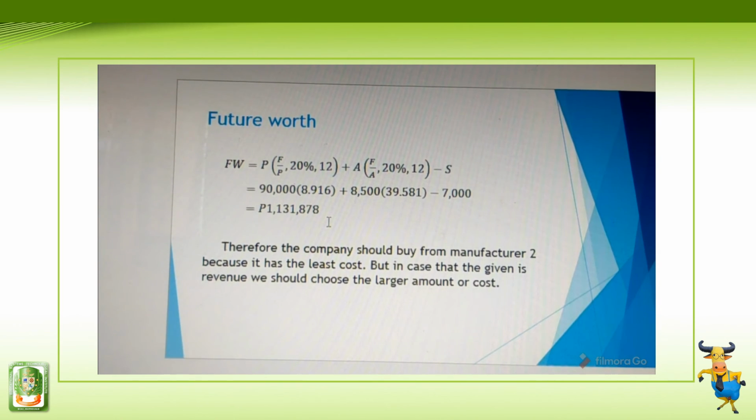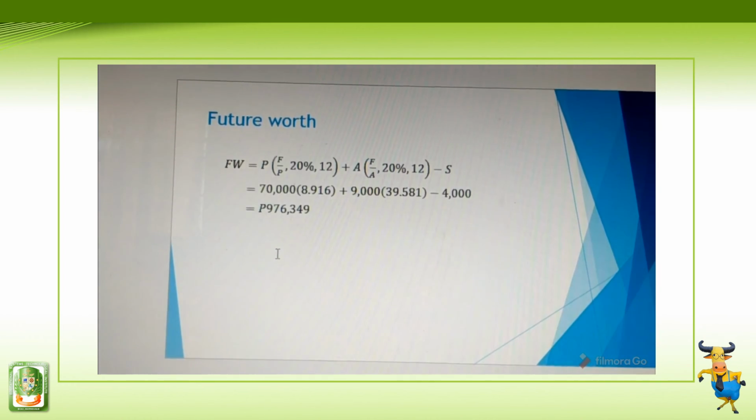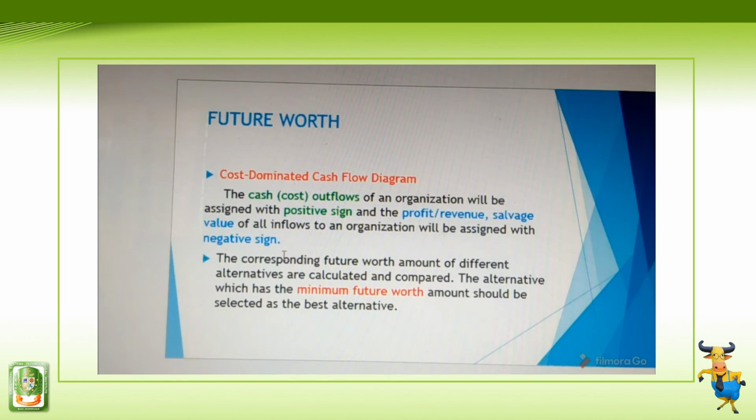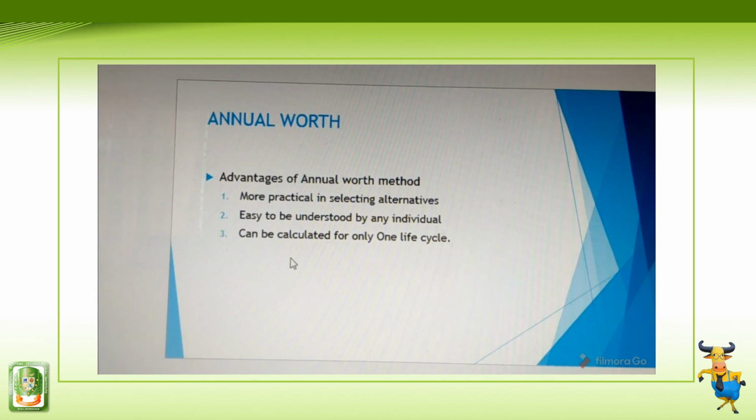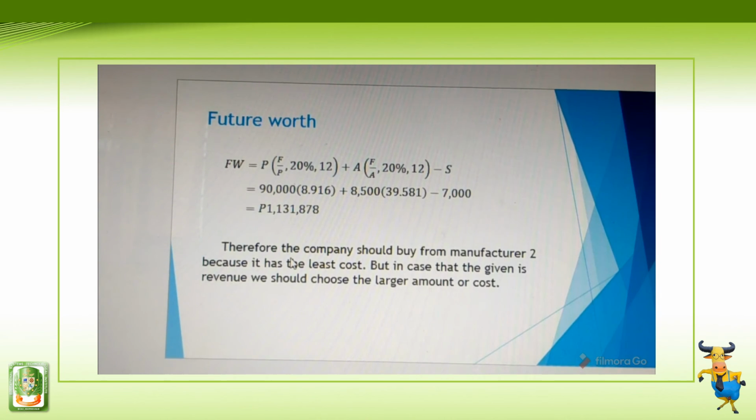Now remember that when it comes to cost-dominated cash flow, we choose the one with the minimum future worth. So the best alternative will be the second, manufacturer 2, because it has the least cost. But in case that the given is revenue, we should choose the larger amount instead of cost.